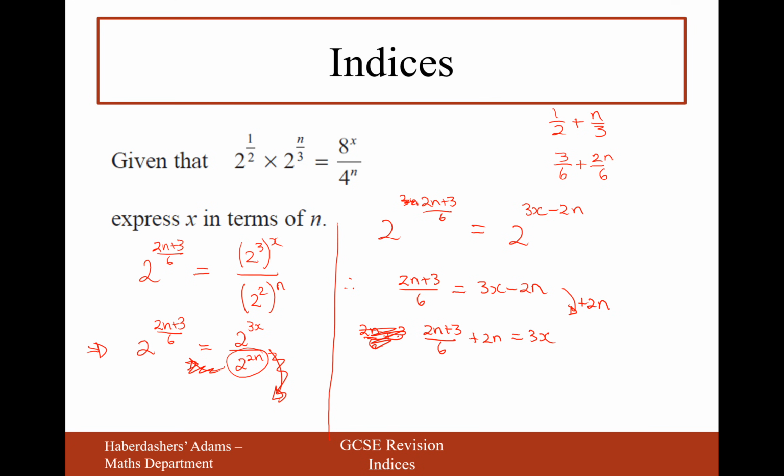Now to tidy this up and make it really algebraically tidy, I need to add these two fractions together. So I'm going to rewrite 2n as 12n over 6, and I can add them together, so it's going to be (14n plus 3) over 6 equals 3x. And then I'm going to divide by 3, so that will make it 18 on the bottom there. So (14n plus 3) over 18 equals x. And there we are, that's the final answer for this question here.